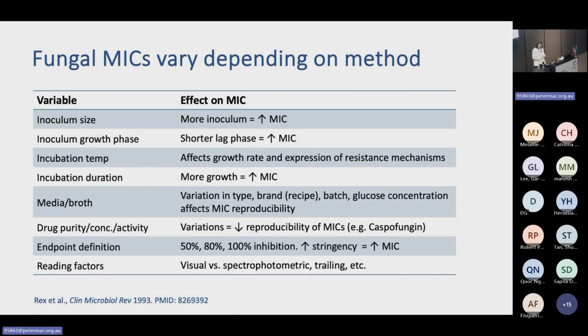And we know that caspofungin MICs are quite problematic due to batch variation in concentration and activity, and that's why we don't actually report them anymore. How we define and read the endpoints and how we deal with artifacts can be quite variable between people, between laboratory staff, and so those sorts of things can lead to MIC differences. And so standardization is really important.